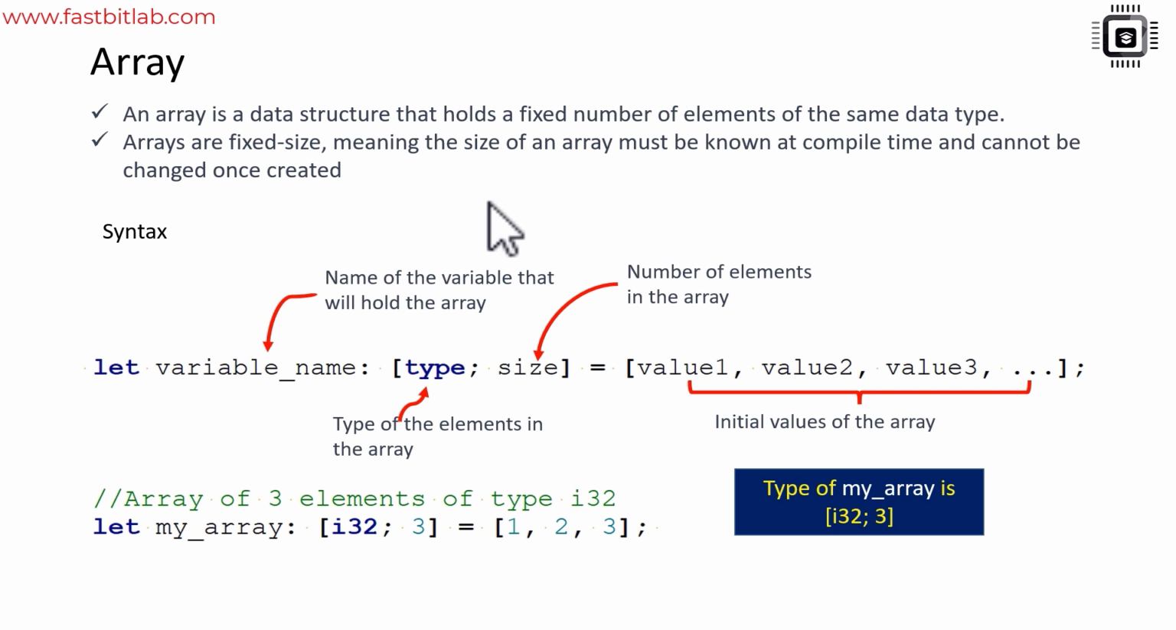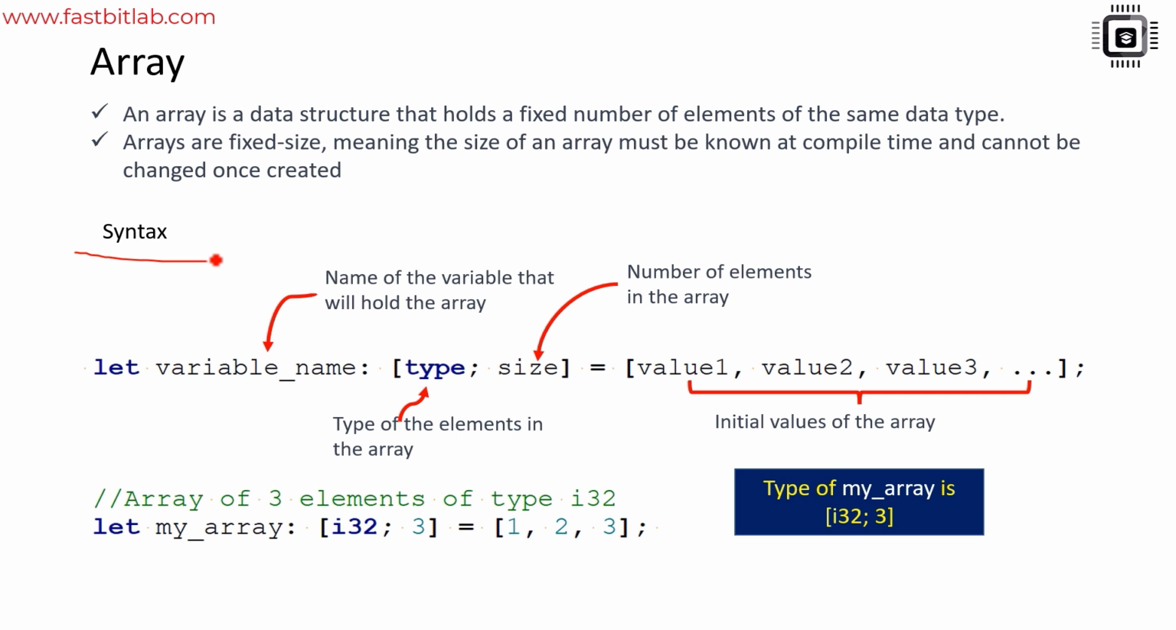In this lecture, let's understand another primitive data type of Rust, that is arrays. An array is a data structure that holds a fixed number of elements of the same data type, meaning that the size of an array must be known at the time of compilation and cannot be changed once created. That means it cannot be changed dynamically during runtime of the program.